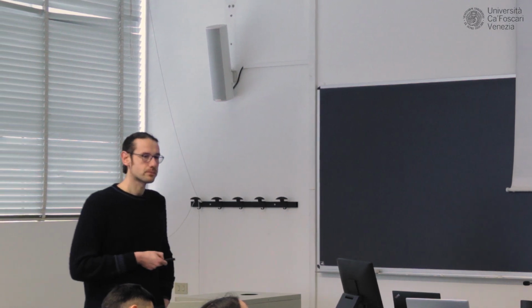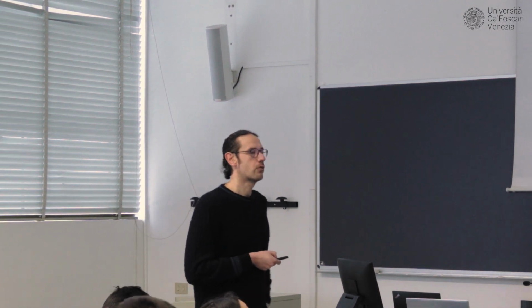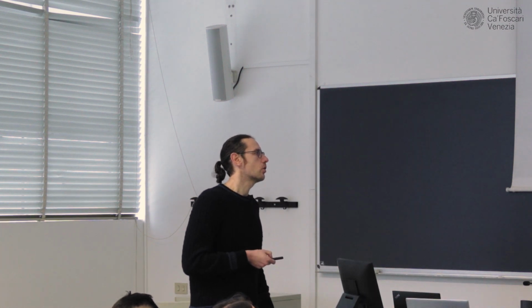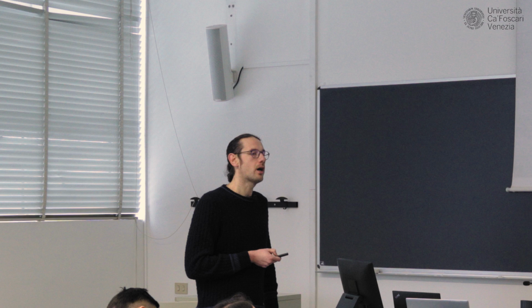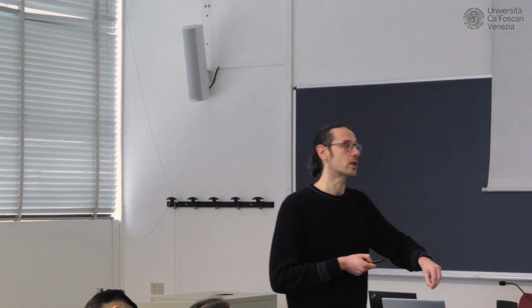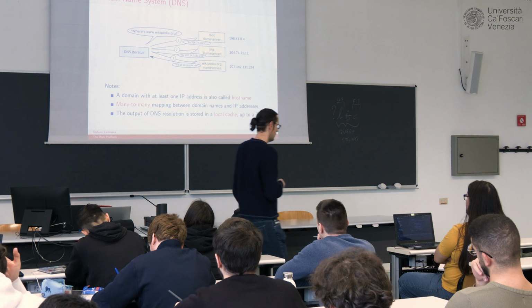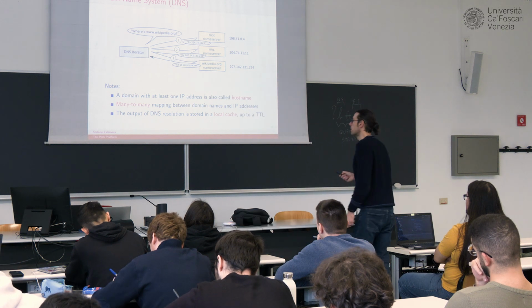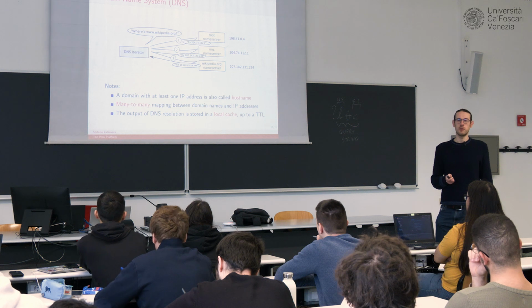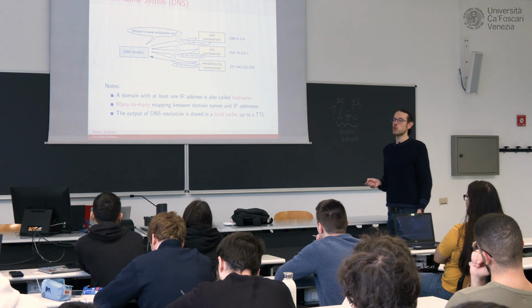A few notes on this slide. First of all, terminology. A domain which is associated to at least one IP address is called a host name. So it's a name for a specific host, for a specific machine. And the mapping between domain names and IP addresses, using the database terminology, is a many-to-many mapping.